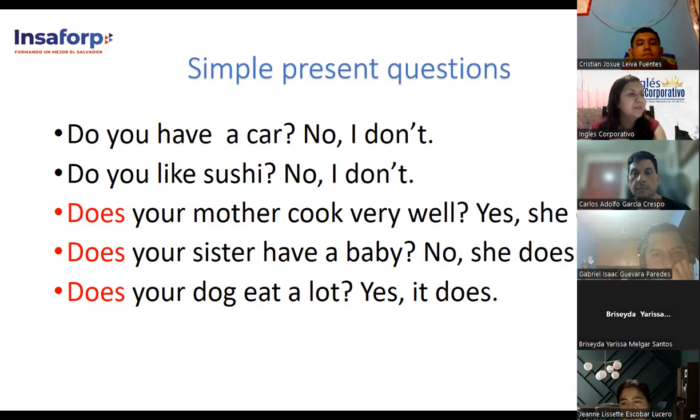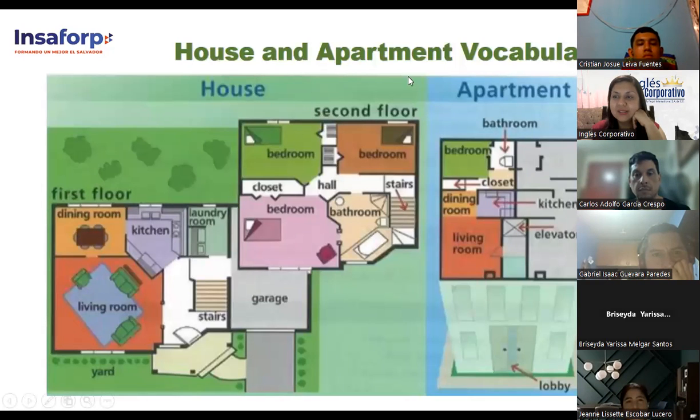Okay, excellent, people. Excellent. Now, guys, let's learn about vocabulary for houses and apartments. Okay, can you tell me the different things? What is the difference between a house and an apartment? What is the difference?